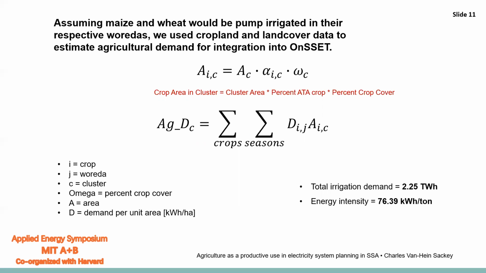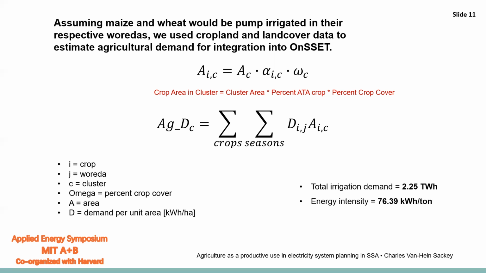The cropland data set provides me with the hectares of cropland for a given crop throughout a country, which is used to estimate the alpha term in the equation written at the top. And the Copernicus land cover map was used to find the percent crop cover signified by the omega term. The polygons were used to geospatially characterize the clusters, the area of which is symbolized by the A sub C term. And the product of these terms gave us the approximate area of a crop in a given cluster.